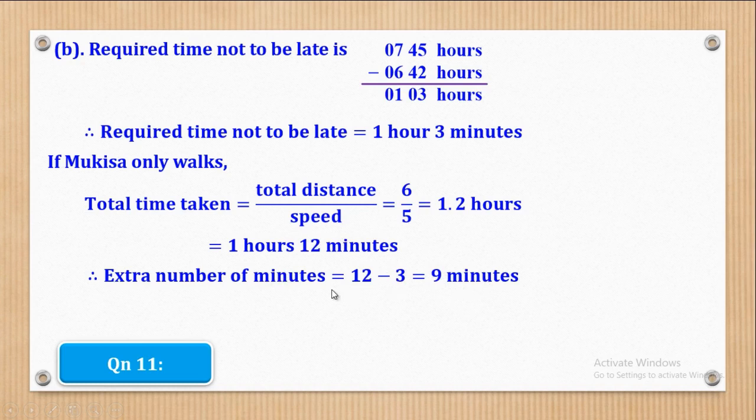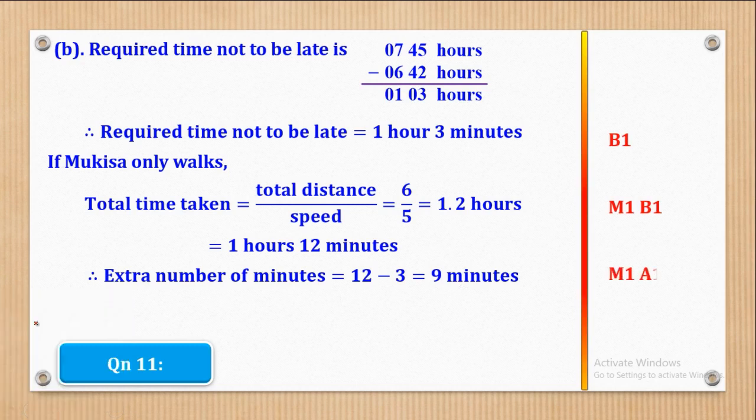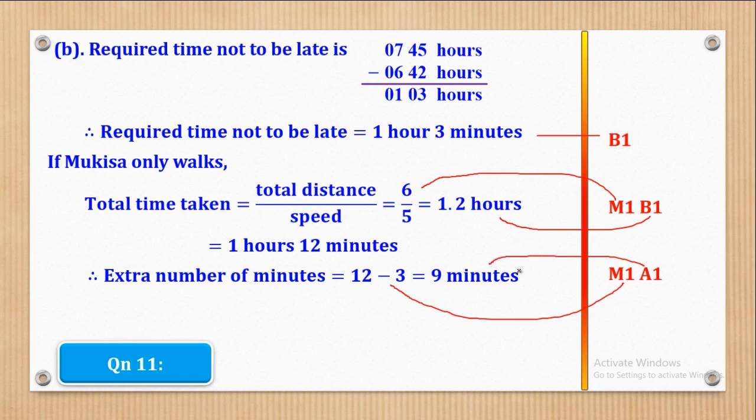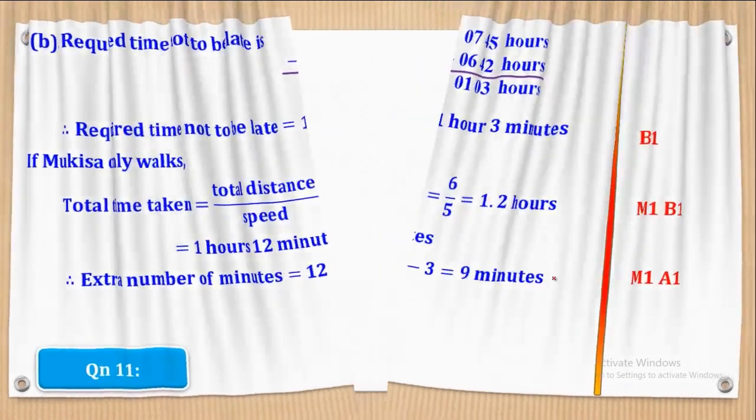Now let's see how marking is done. So first we'll be getting this required time not to be late, and this M1 is for this division and this is for this output. Similarly, this M1 is for this subtraction and this is for that output. So basically that's how the 5 marks can come about. Now we shall go to question 12.